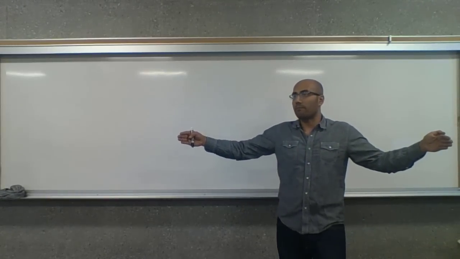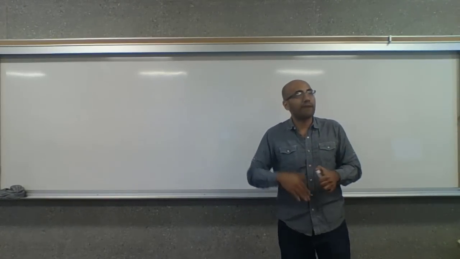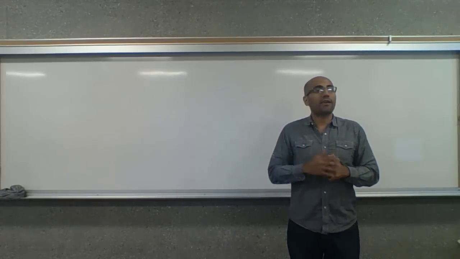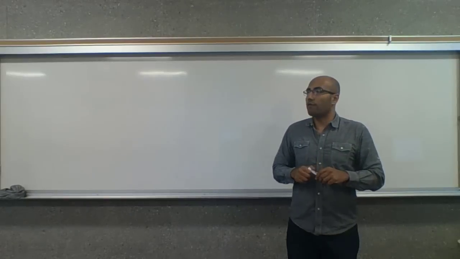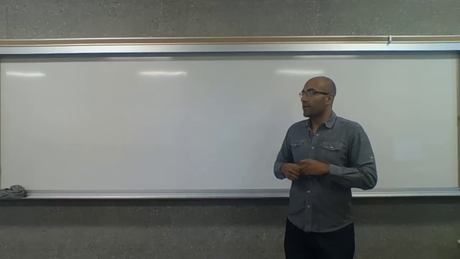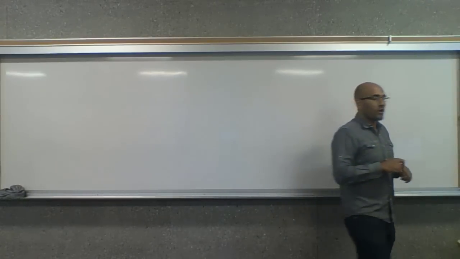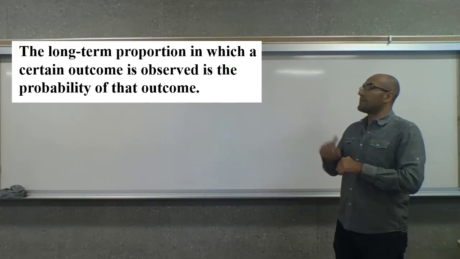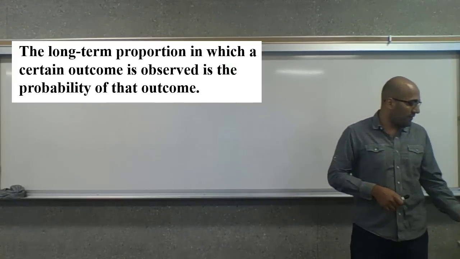They have it set up. They know what proportion of the times they're going to win. They can apply statistics and have fairly accurate predictions of how much money they're going to win in the next year or two or whatever, right? Long-term predictability. Good. Okay. So the long-term proportion in which a certain outcome is observed is the probability of that outcome.